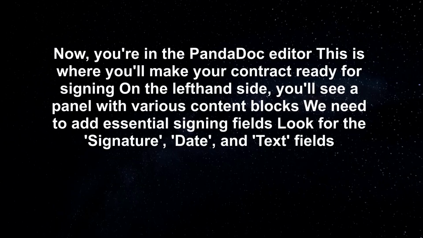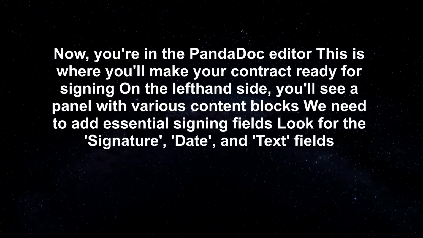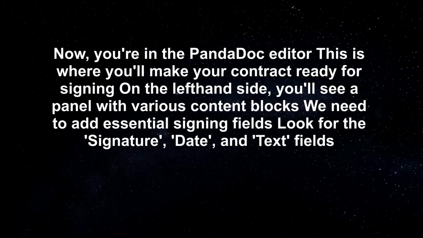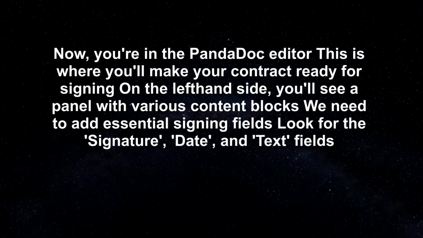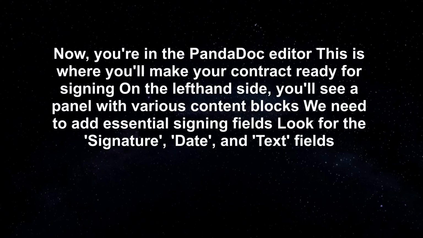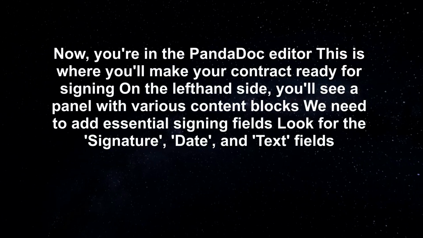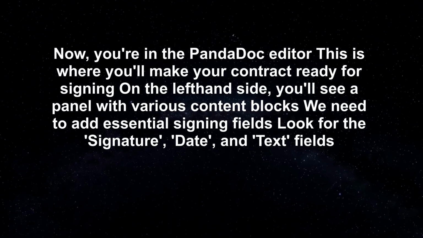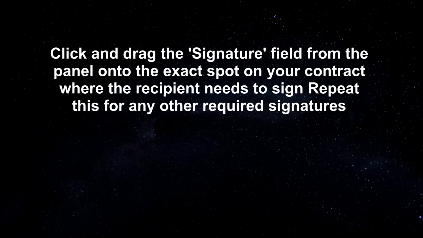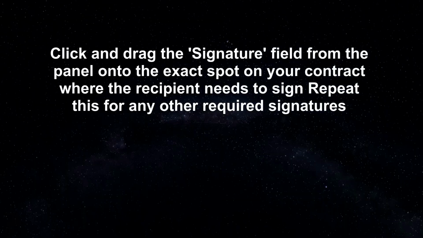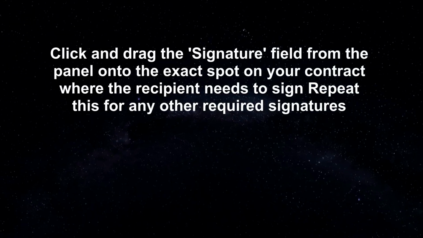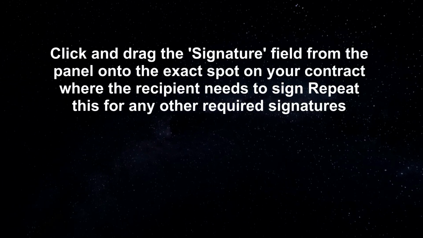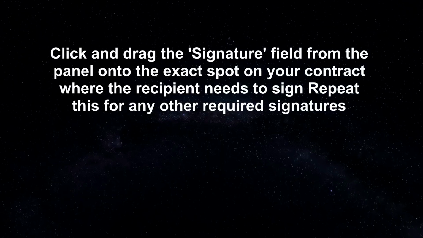Now, you're in the Pandadoc editor. This is where you'll make your contract ready for signing. On the left-hand side, you'll see a panel with various content blocks. We need to add essential signing fields. Look for the signature, date, and text fields. Click and drag the signature field from the panel onto the exact spot on your contract where the recipient needs to sign. Repeat this for any other required signatures.